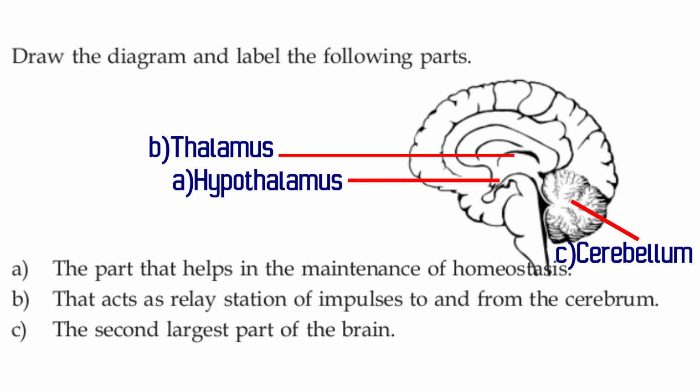And the second one, the part that acts as a relay station of impulse, the answer is thalamus. We know thalamus is above the hypothalamus. And the third part, the second largest part of the brain, is cerebrum.